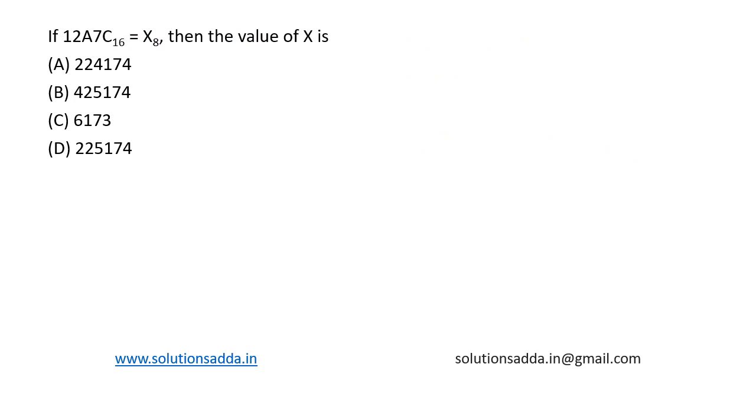This is a question from digital logic design. If 12A7C in hexadecimal is equal to X in octal, then the value of X is what? Let's first write 12A7C in hexadecimal to binary. So C would be 1100, 7 would be 0111, A would be 1010, and 2 is 0010, and 1 is 0001.